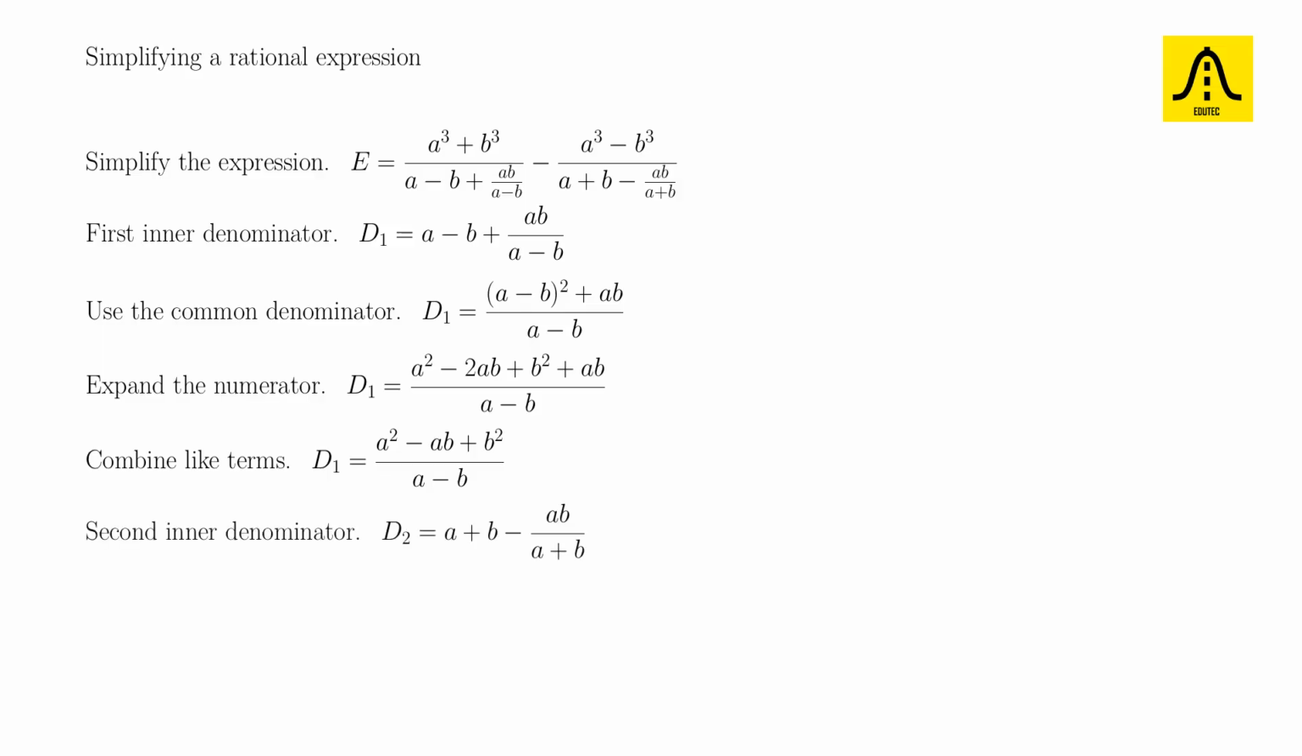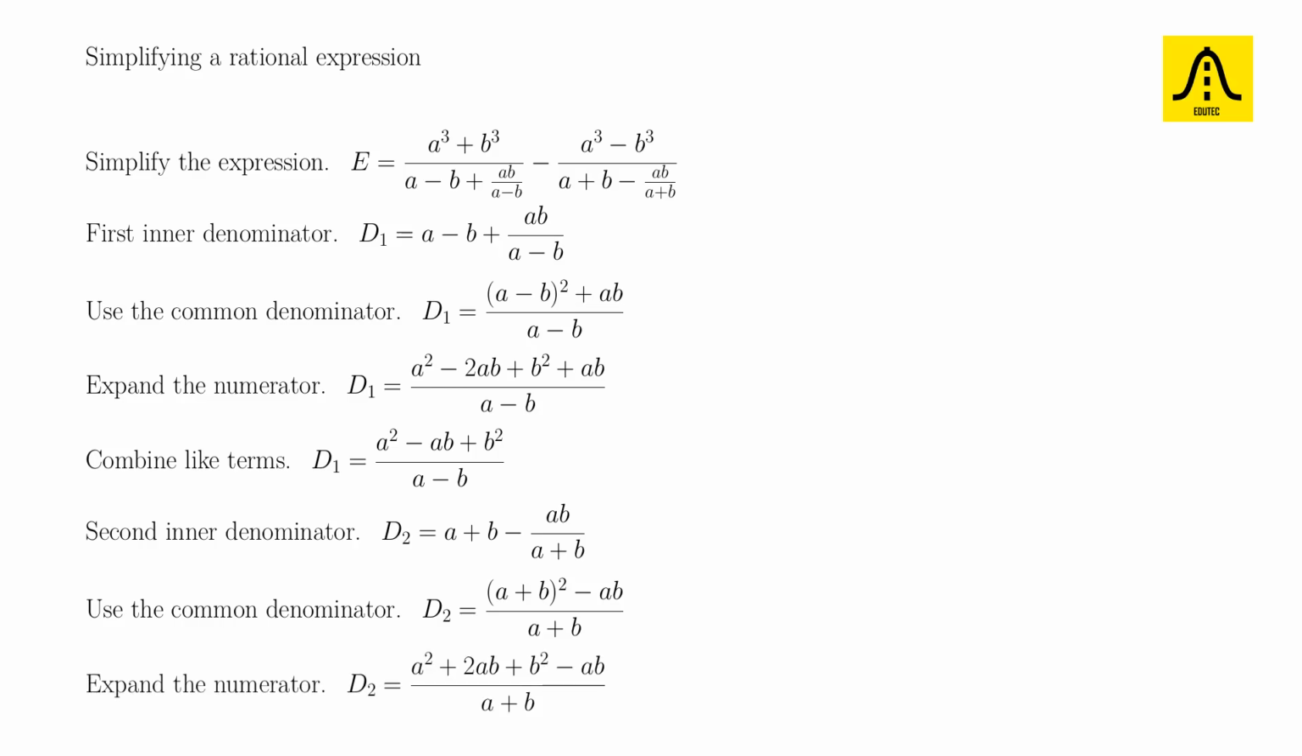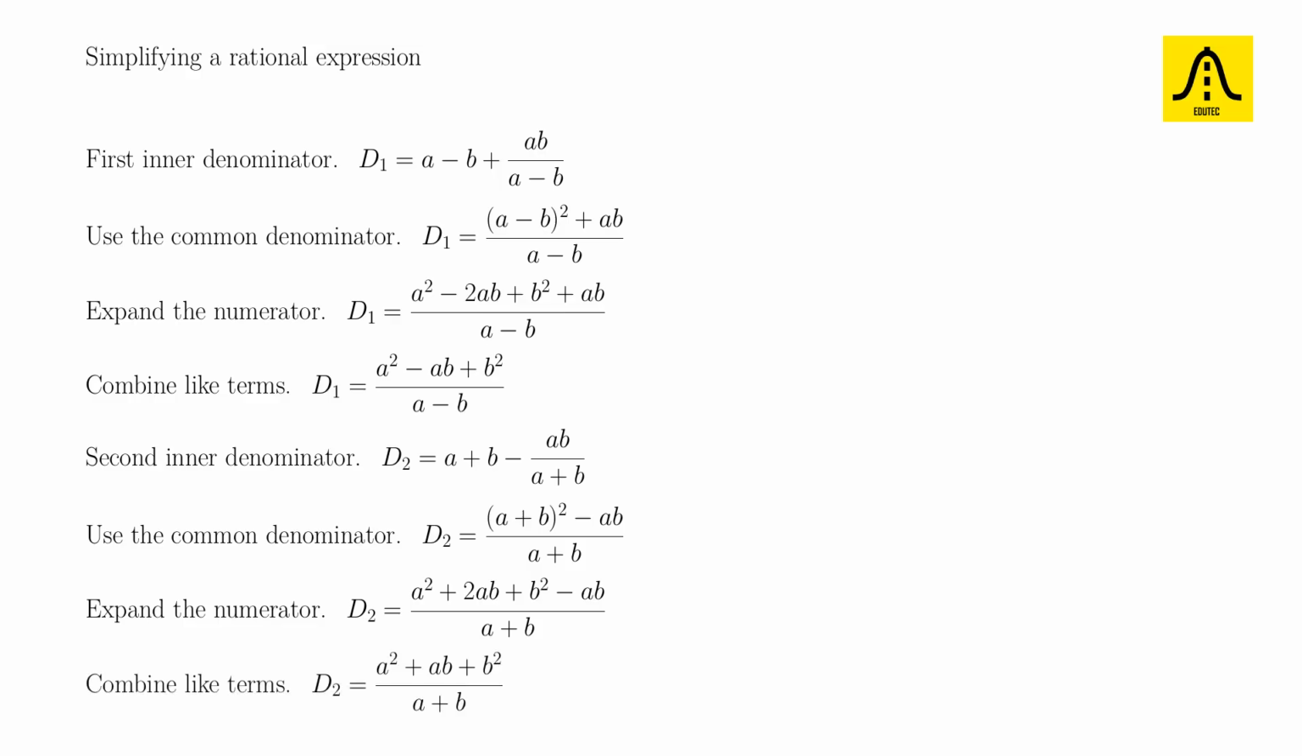Now do the same for the second inner denominator. The common denominator here is a plus b. Expand the square, keeping the minus sign in front of ab. After combining like terms, the second denominator is simplified.